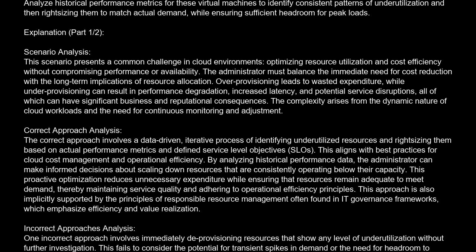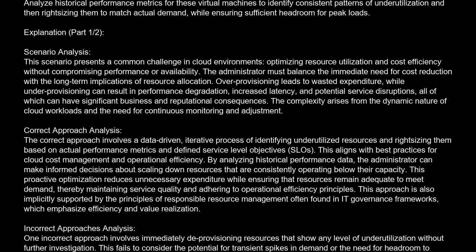The complexity arises from the dynamic nature of cloud workloads and the need for continuous monitoring and adjustment. Correct approach analysis. The correct approach involves a data-driven, iterative process of identifying underutilized resources and right-sizing them based on actual performance metrics and defined service level objectives, or SLOs. This aligns with best practices for cloud cost management and operational efficiency.